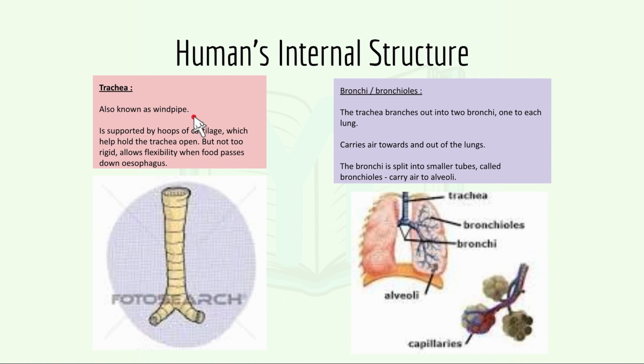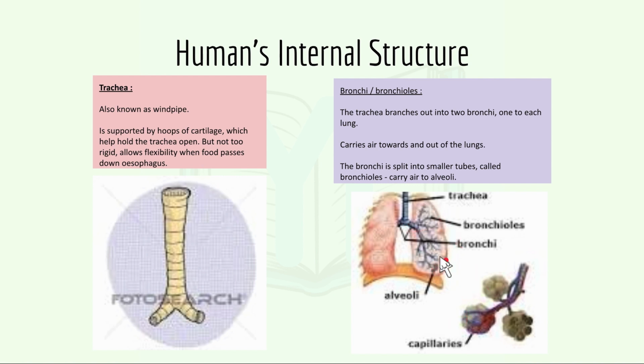So here are the trachea and bronchi or bronchioles. The trachea is known as the windpipe and is supported by hoops of cartilage, which help to hold the trachea open. The trachea branches out into 2 bronchi, one to each lung. You can see here, bronchi and bronchioles.